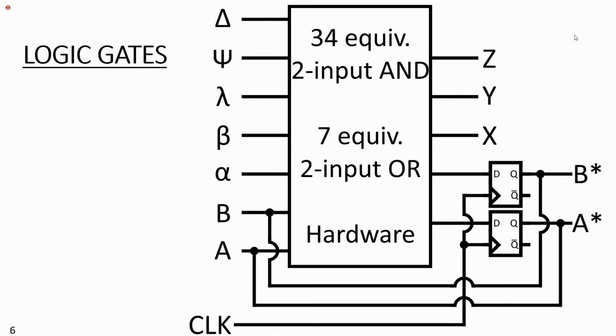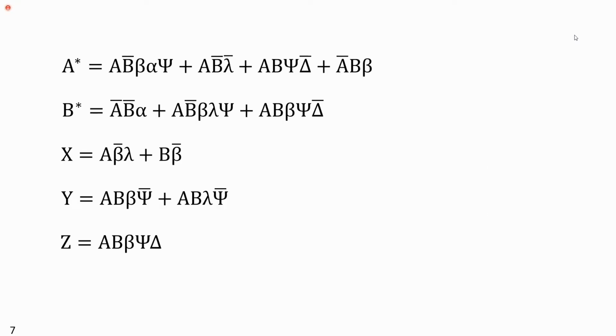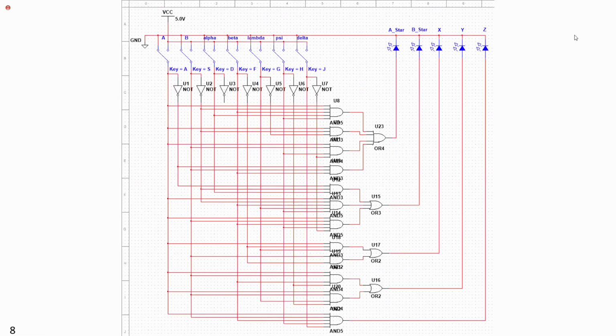So my first design was to use logic gates. Using Boolean algebra, because a K-map was just a little too large for 7 inputs, I used Boolean algebra to simplify the expressions. These are the simplified expressions here. I then used Multisim to implement and verify the output.